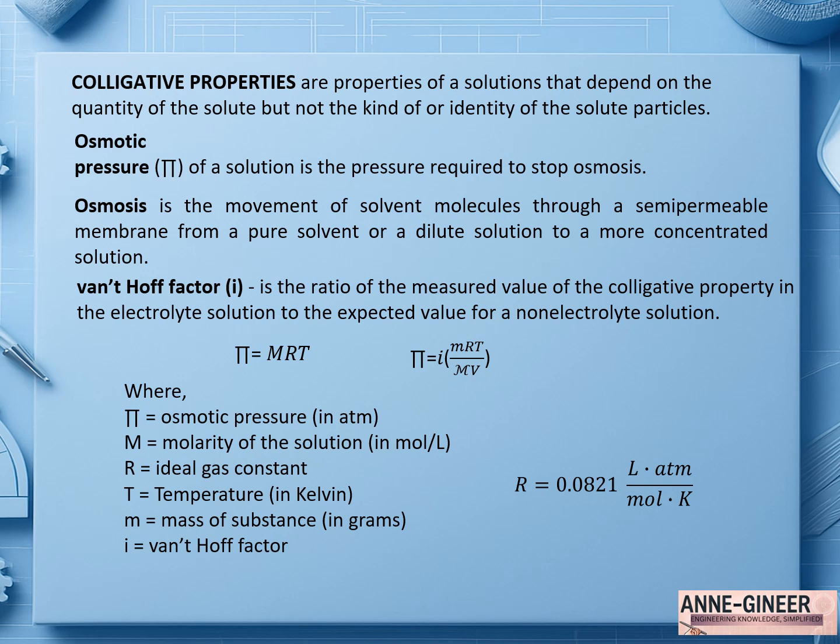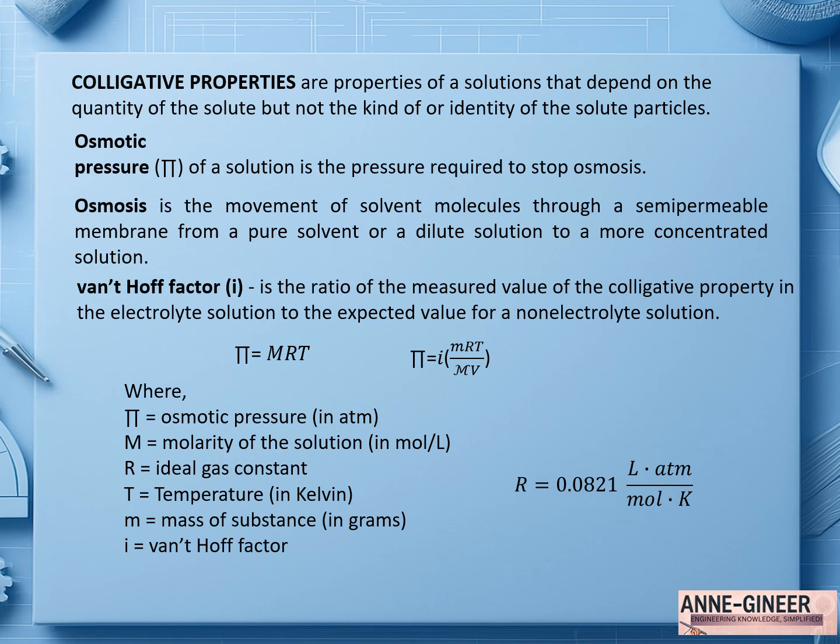We also have the Van 't Hoff factor, which is the ratio of the measured value of the colligative property in the electrolyte solution to the expected value for a non-electrolyte solution. Here is the formula for osmotic pressure: pi is equal to MRT, or pi is equal to i times MRT, wherein the pi symbol is the osmotic pressure, which is in atm. So the unit is atm for this pressure.